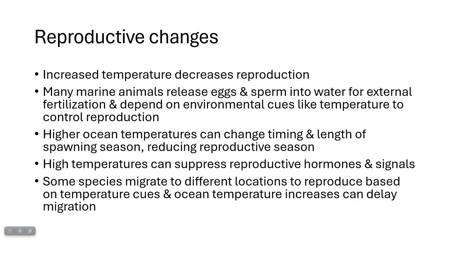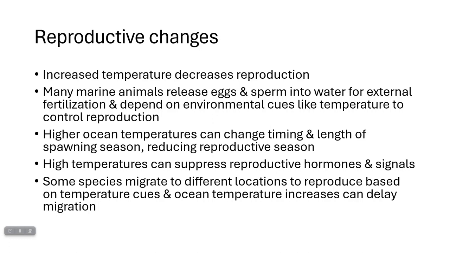Other species migrate to different locations in the ocean to reproduce, and this is based on temperature cues and other environmental cues. So, if the ocean temperature is increasing, that can either delay migration or it can just cause changes to the timing of migration. That could mean that, sometimes the migration to a different area to reproduce is because there are more resources there or there are fewer predators there.